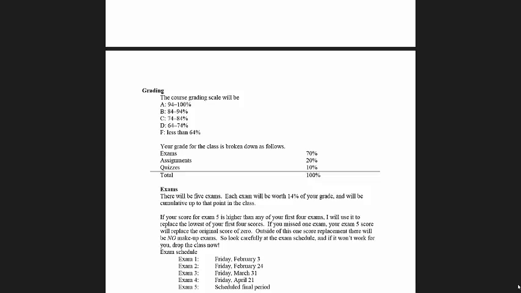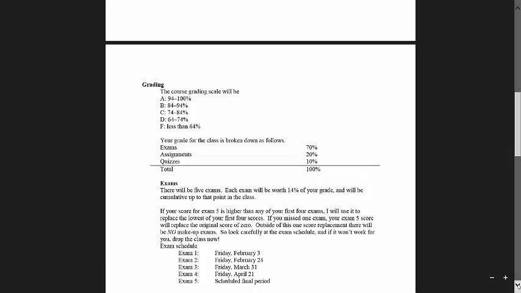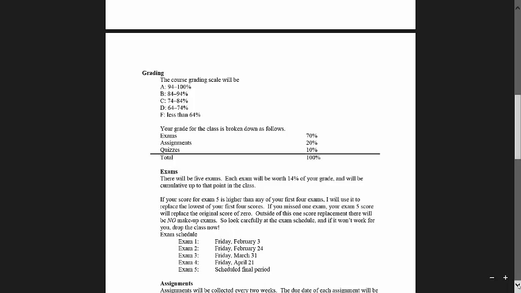And the grade breakdown is the same as dynamics, a little different than it was in statics. Just the quizzes are devalued a little bit. So it's 70% exams, 20% assignments, 10% quizzes. The exams, there are 5 of them. Each one is worth the same amount, so each exam is worth 14% of your grade. No, that's including the final. So the final really isn't any different than the other ones. They're all cumulative, though. So you have to sort of stay up with stuff as we go.